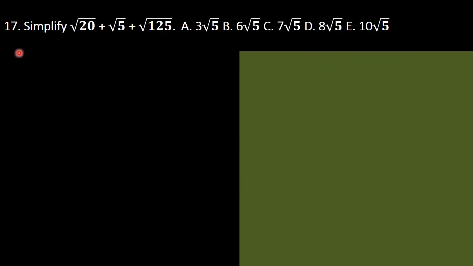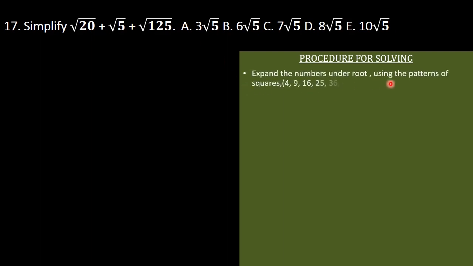Question 17. Simplify root 20 plus root 5 plus root 125. Here is the procedure for solving this. You have to expand the numbers under root using the patterns of squares: 4, 9, 16, 25, 36, 49, and so on and so forth. Then apply the laws of surds, where a root c plus b root c is equal to (a plus b) root c. Let's check the solution.